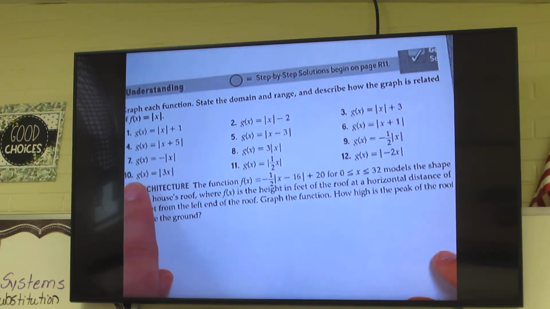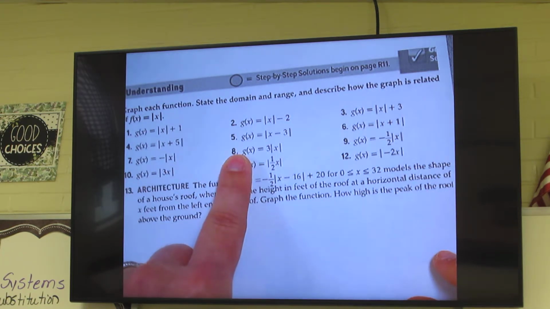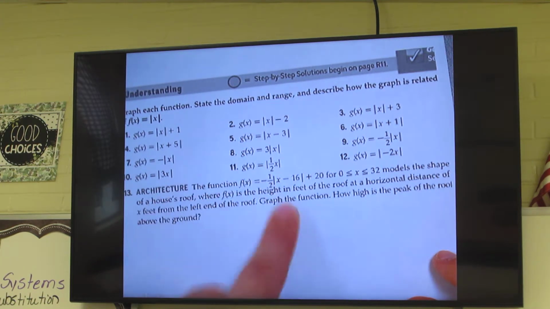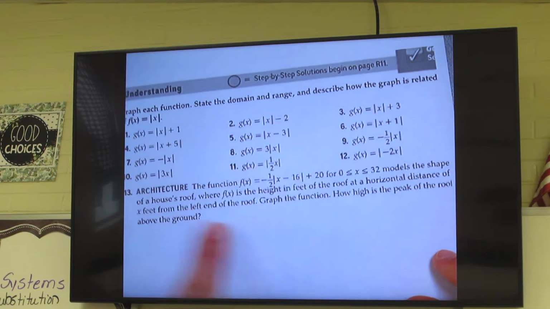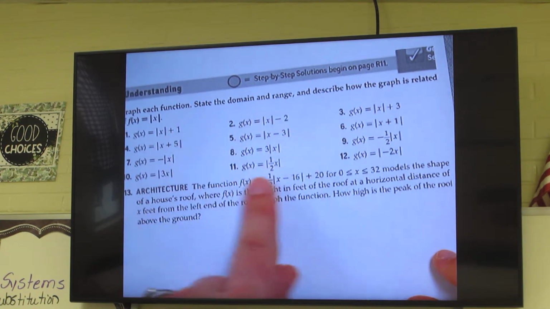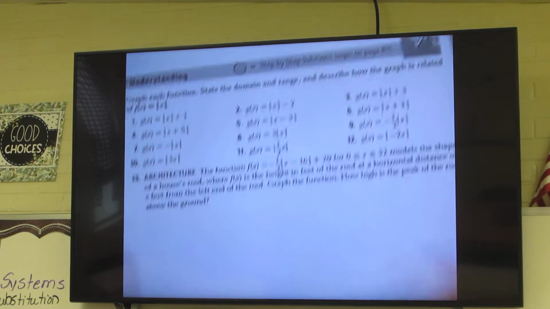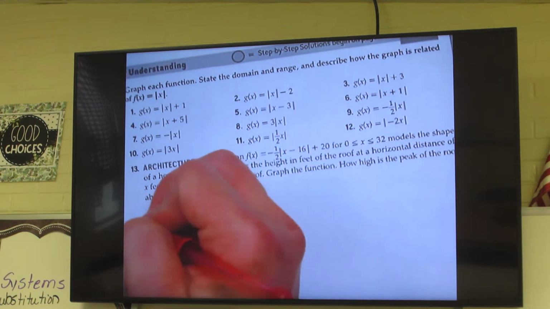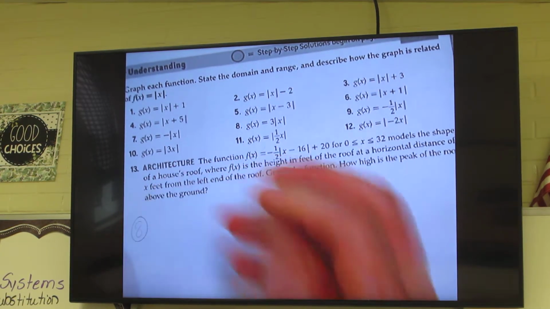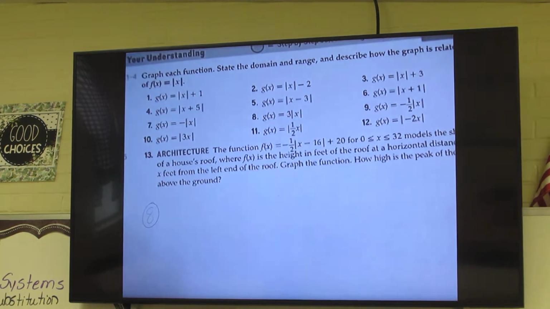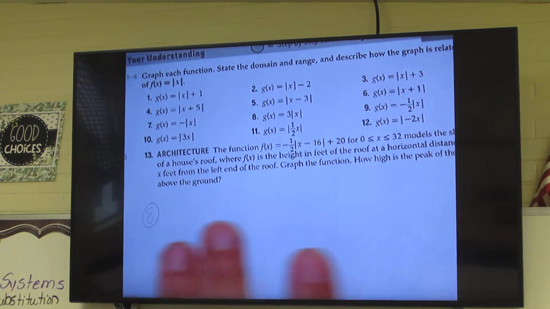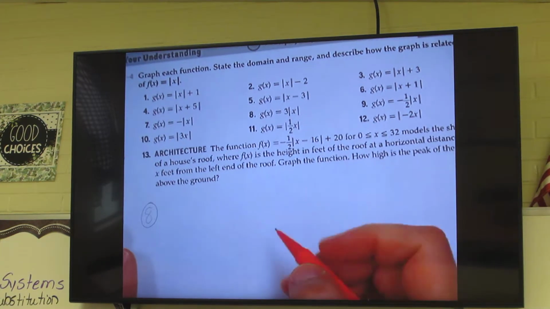So let's just look at number 8 just to show you how to plug in. Well, I might just do number 13 because it's going to show you everything. All of these you would do just like number 13. The way that I'm going to do it, I'm going to create a table and plug in my values. Let's just do number 8 so you can see what we're looking at here. The first thing that you do in order to graph an equation is make a table of values.